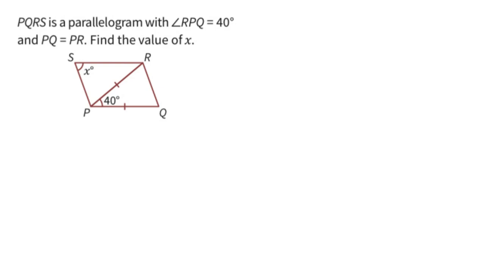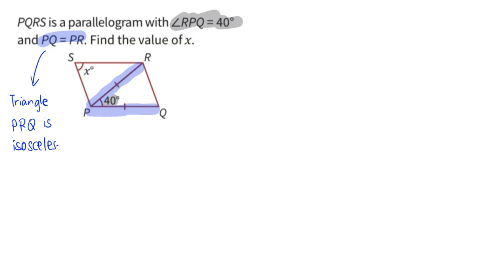We are also given some angles. Angle PRPQ is 40 degrees here. And PQ and PR are equal in length. And from here, actually, I will be able to see that, therefore, triangle PQR or PRQ is isosceles.